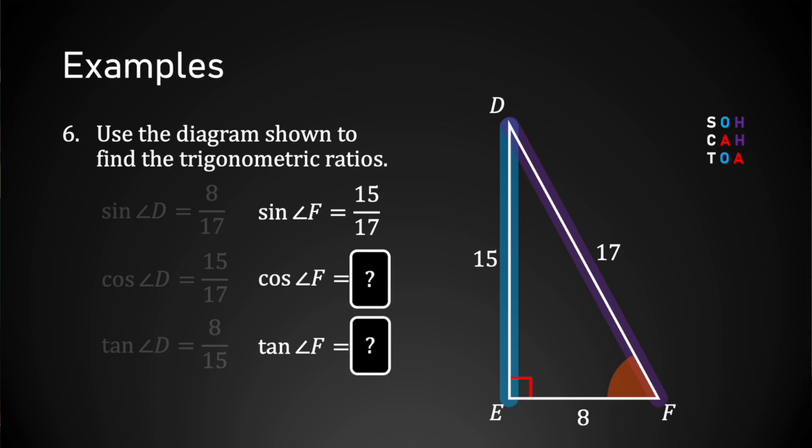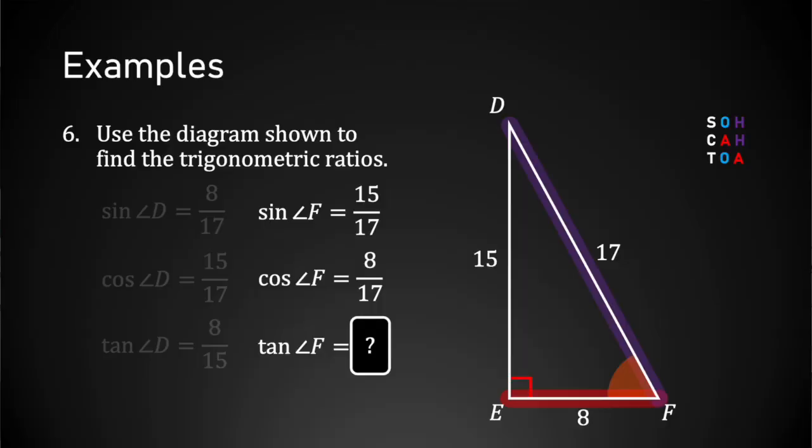Probably just a fluke. Anyway, for the cosine of angle F, we're going to use the adjacent side in red, which is 8 in this case, over the hypotenuse, which is still 17. So the cosine of angle F equals 8 over 17. And that seems to exactly equal the sine of angle D. I wonder if there's any significance to that or if it's just a coincidence.